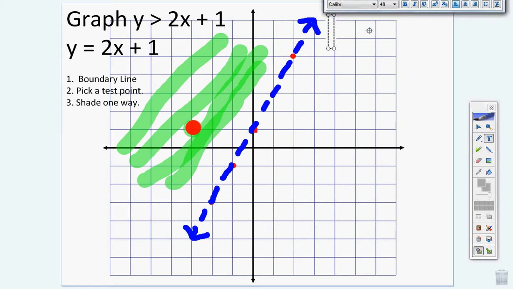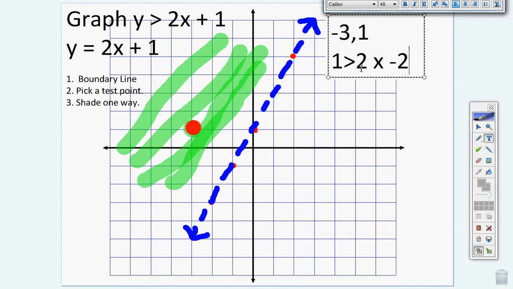All right, negative 3, 1. So 1 is the y. I could put parentheses on that. 1 is greater than. Is this true? 2 times negative 3 plus 1. What is that?